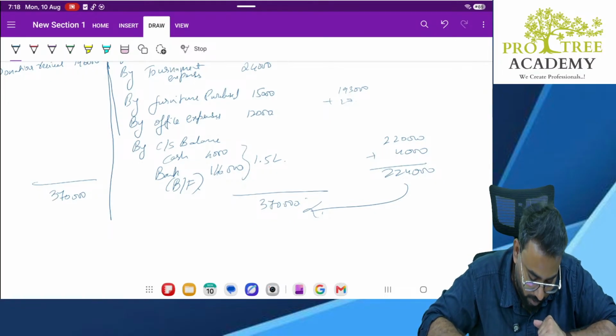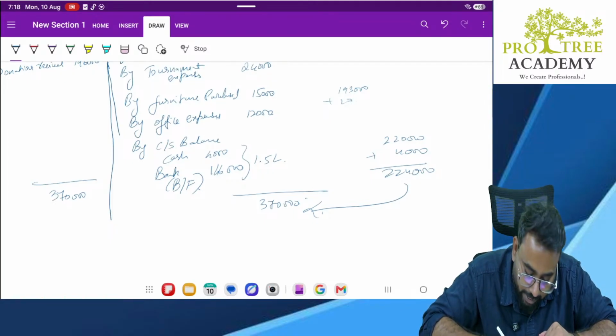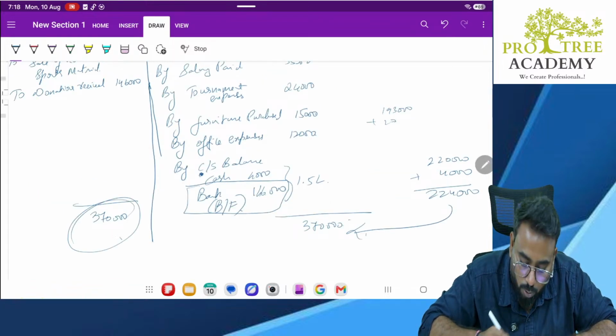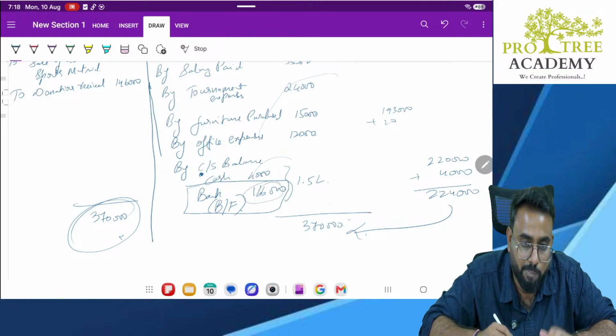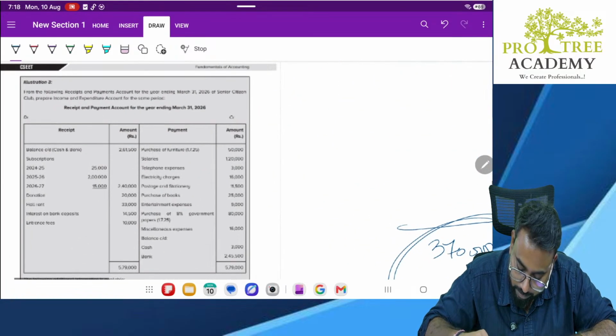Okay. So in this question, what was different? In this question, they have not given you the bank balance. They had given you only the cash balance. So what should you do? You should calculate the total and reduce all the figures. The balancing figure will be your bank balance. That is the change in this question.